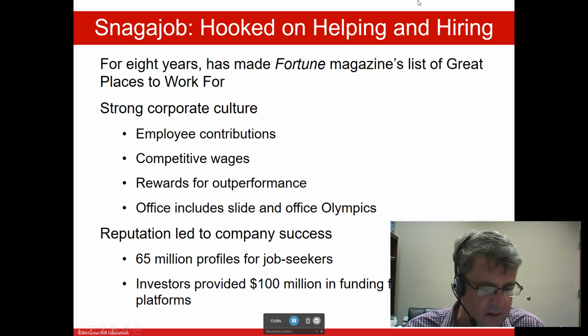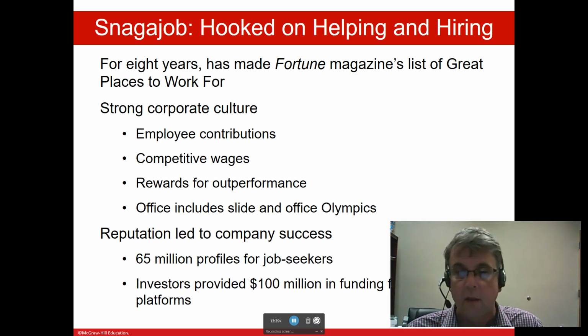Snagajob's reputation as an employee-friendly firm seems to resonate with those who use the Snagajob website. The company currently has 65 million profiles for job seekers. About 200,000 employers use the site to look for candidates. This has caught the attention of investors who provided Snagajob with $100 million in funding to expand its mobile platforms. Snagajob demonstrates how a strong emphasis on its human resources translates into a successful business.